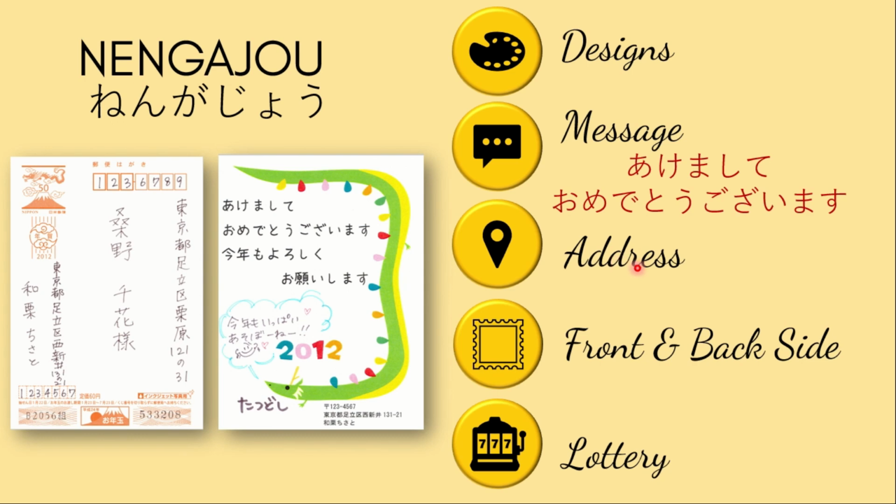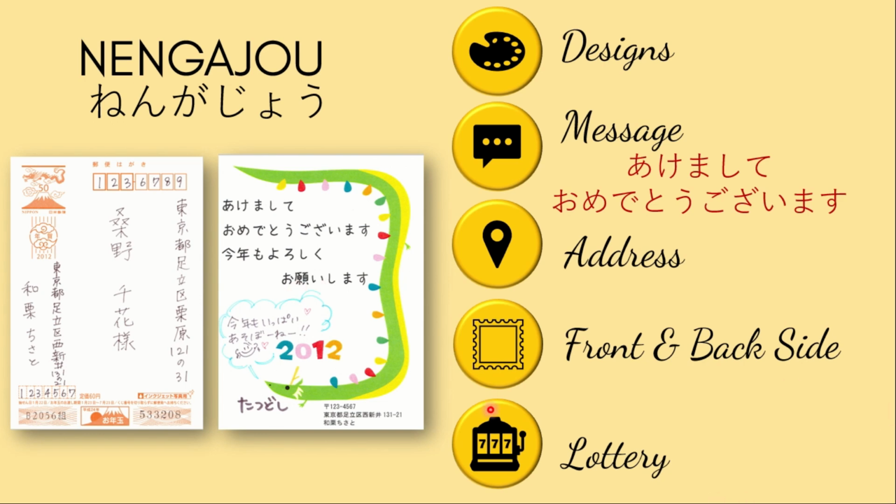An important information in Nengajo is of course the address of the sender and the address of the receiver. And we also have front and back side. So for the front side, which is this one, it includes, yes, it's the side for the addresses. In the back side, it includes the messages. In Nengajo, there are only short messages that express gratitude to maintain good relationship.